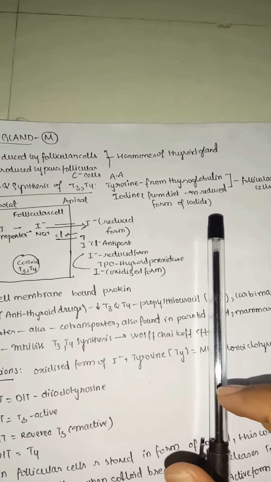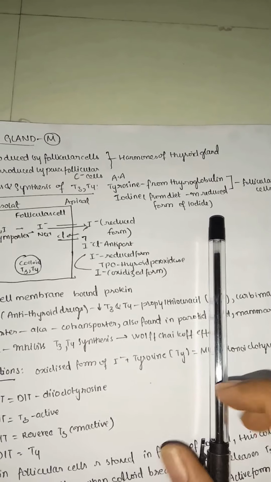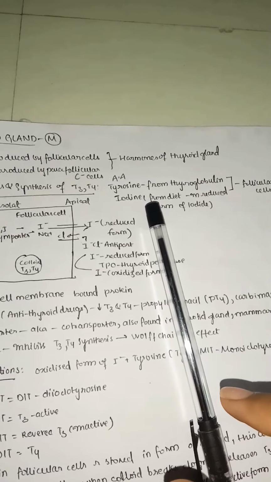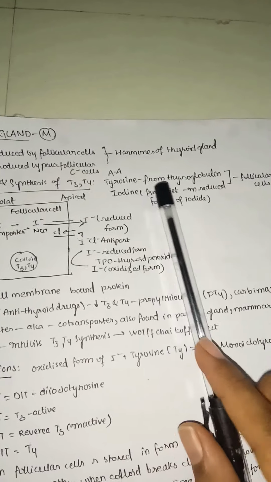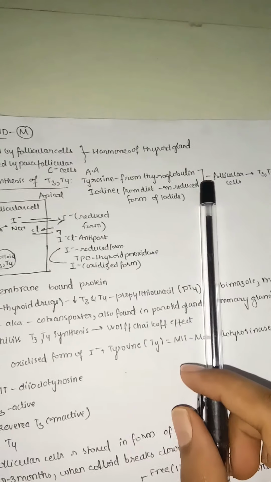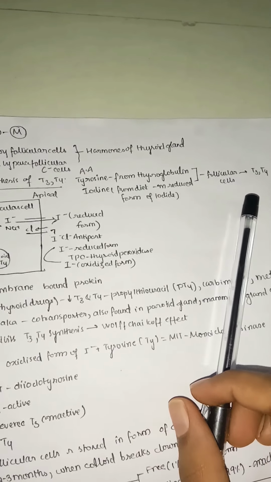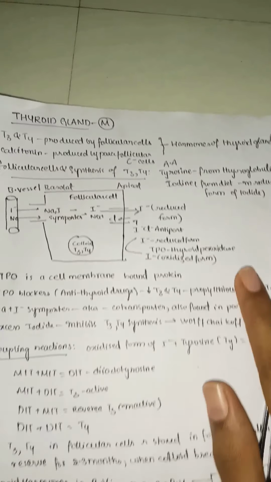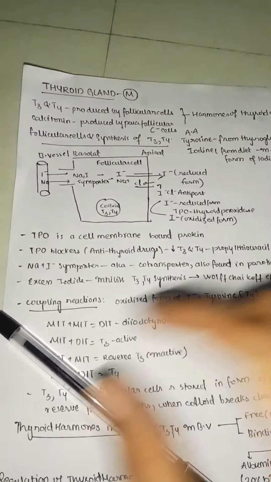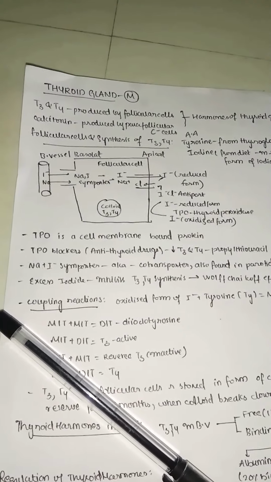But this reduced form should be converted into oxidized form, and only then can our thyroid gland take it up and form T3 and T4. So these are the two main ingredients which should be provided to the follicular cell, and this follicular cell finally produces T3 and T4. Here we can see this diagram to understand.